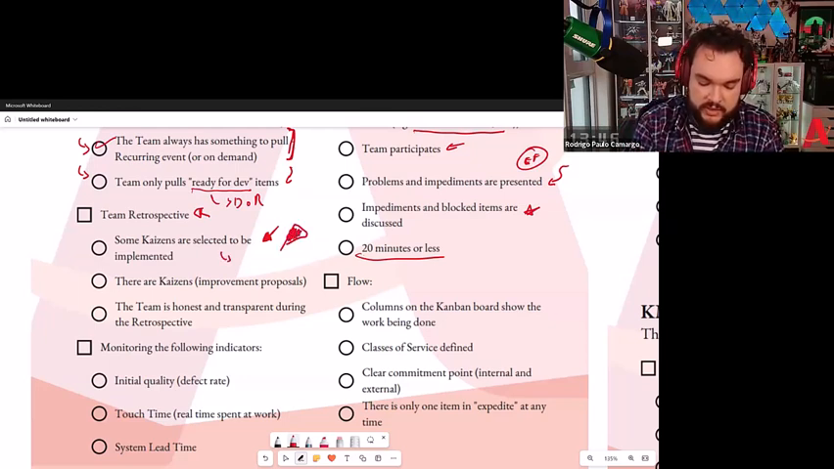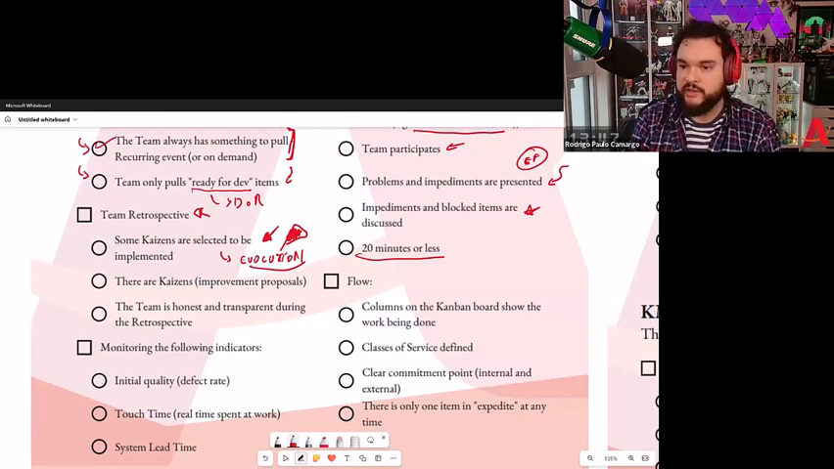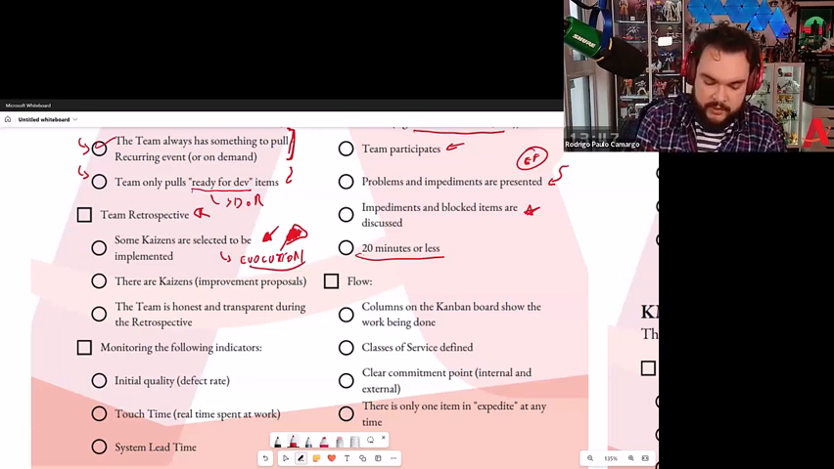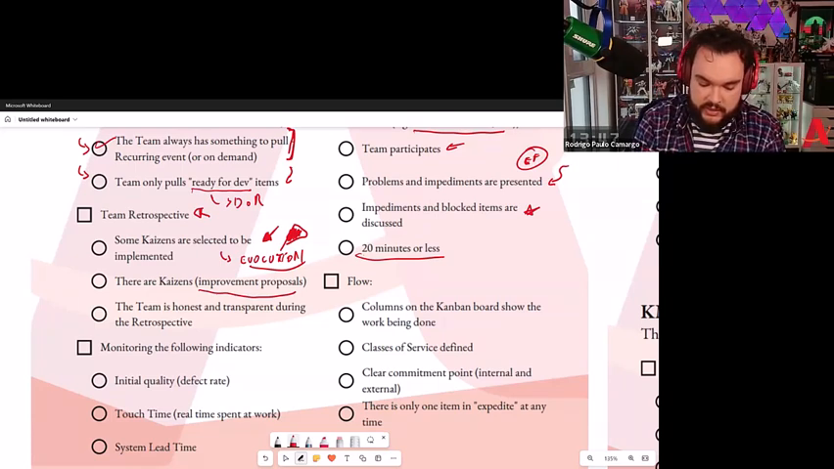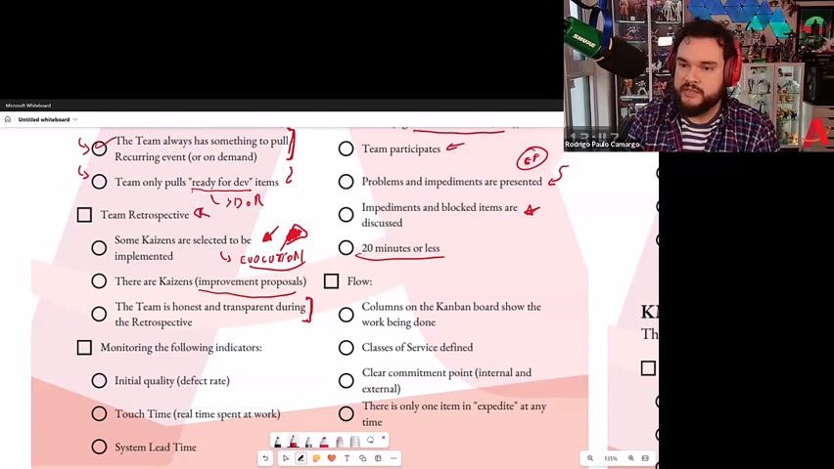The other thing, this is what will make the Kanban evolution actually take effect. If you're doing the Kaizens, doing the improvement items, you are going to get there. Then we check whether these Kaizens are being presented. I'm calling them improvement proposals here, and whether people are honest and transparent during the retrospective. So here it's in the sense of people actually telling the truth.